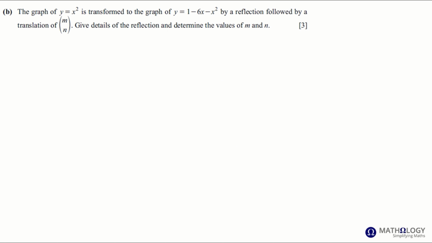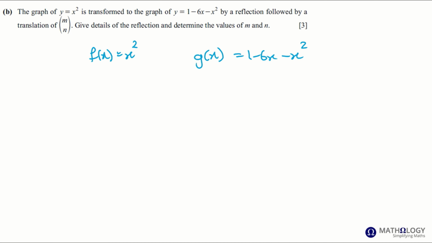Graph of y equals x squared. Let's just call this f of x. It's just easier to refer to. f of x equals x squared is transformed to the graph of g of x equals 1 minus 6x minus x squared by reflection followed by translation of the vector (m, n). Give details of the reflection and determine the values of m and n.